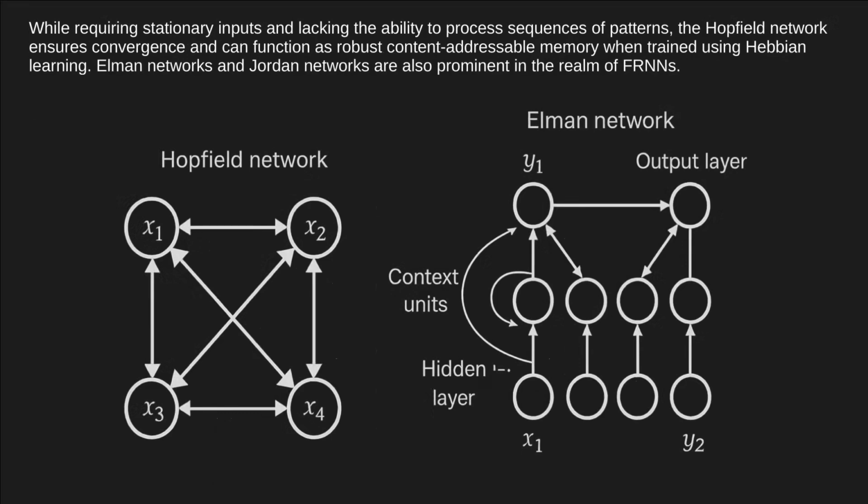While requiring stationary inputs and lacking the ability to process sequences of patterns, the Hopfield network ensures convergence and can function as robust content-addressable memory when trained using Hebbian learning. Elman networks and Jordan networks are also prominent in the realm of FRNNs.